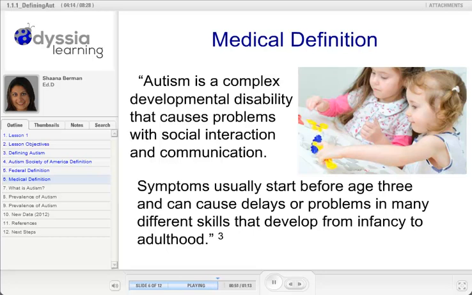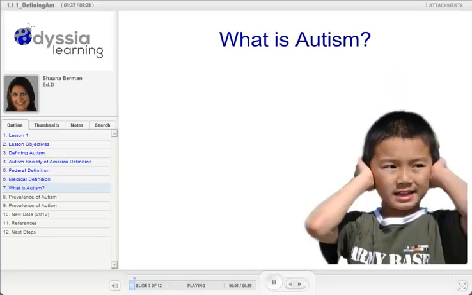On occasion, the medical and educational camps can clash. For example, doctors might tell a parent their child has autism, but the educational community does not find that the student's disability impacts their educational performance. In the United States, the school district pays for services that are deemed necessary for the child to make progress at school. So what is autism?